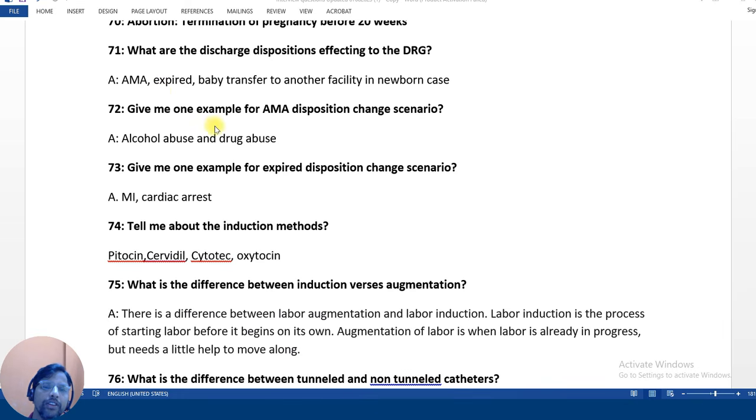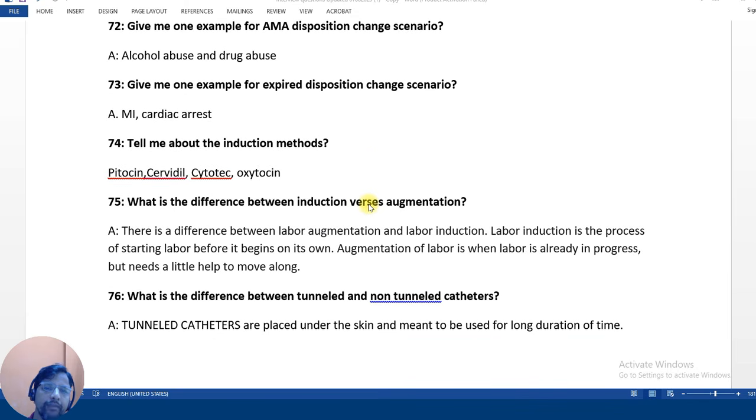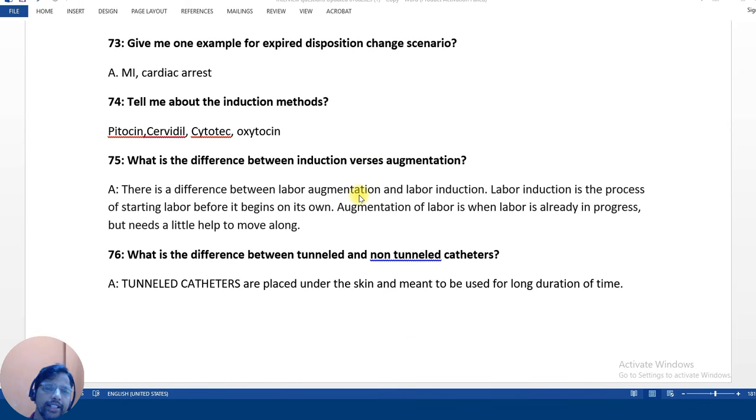Give me one example for an AMA disposition change scenario. Alcohol abuse and drug abuse. Give me one example for an expired disposition change scenario. MI or cardiac arrest. Tell me about the induction methods. So what are the induction methods?